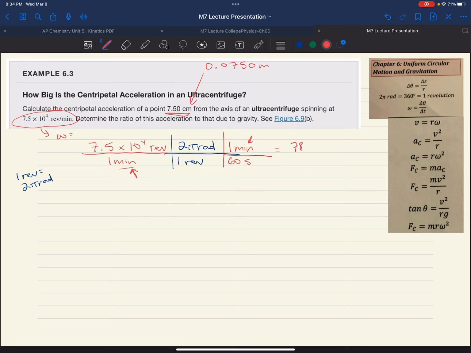we have 7853.98, and that's radians per second. All right, now we have our angular velocity ready to go.